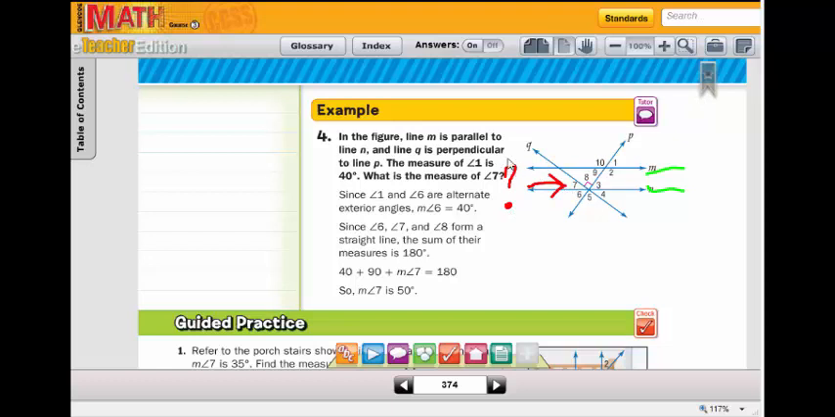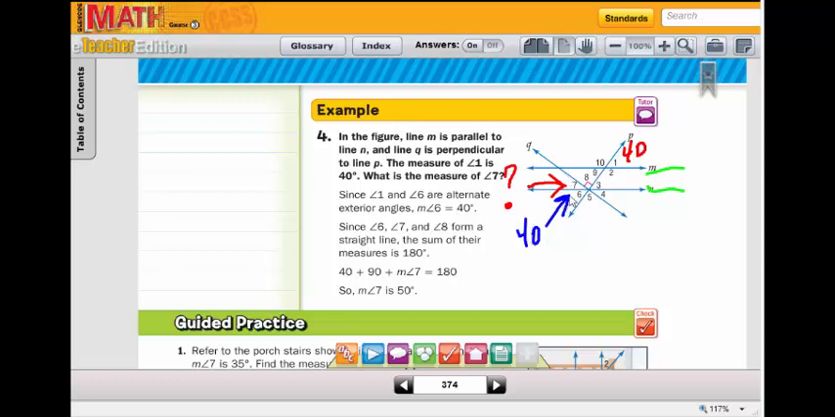We have measure of angle 7. The measure of angle 1 is 40 degrees. So let's mark this right away as 40 degrees. So now we can take a look at this. There's several ways that we can go about this. We're looking for the measure of angle 7. Well, right here we can figure out the measure of angle 6 as being 40 degrees because 1 and 6 are alternate exterior. So we can immediately say that that is 40 degrees.